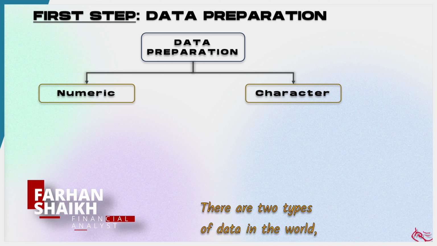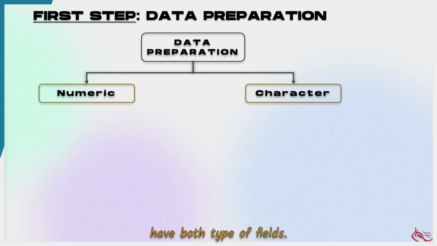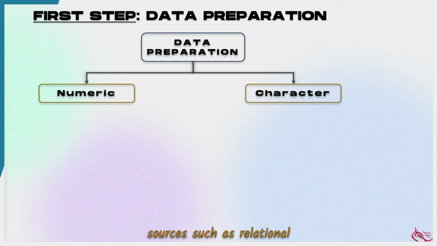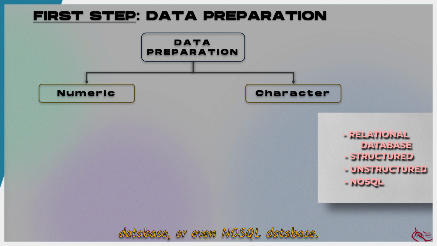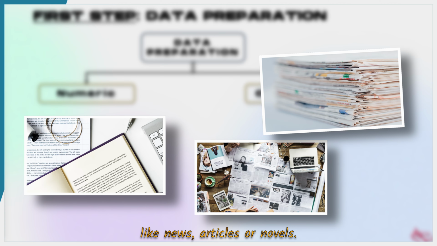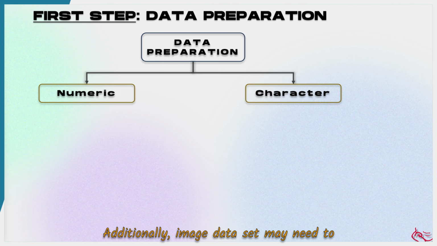There are two types of data in the world, numeric and character-based. A database table may have both type of fields. Character-based data can also be found in text document. When analyzing data with machine learning, it can come from various sources such as relational databases, structured or unstructured database, or even NoSQL database. A data scientist may need to work with large text collections like news, articles, or novels. Data pulled from the web may include HTML tags. Additionally, image dataset may need to be analyzed by the data scientist.